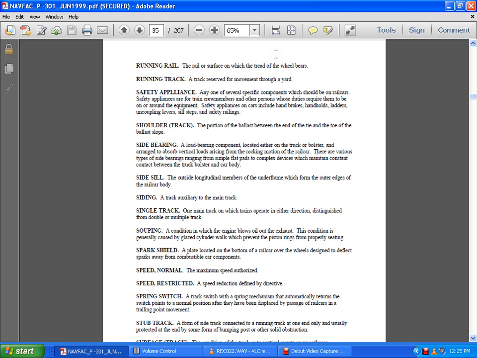A track auxiliary to the main track is the siding. Single track, one track that operates in one direction, distinguished from double or multi-track.